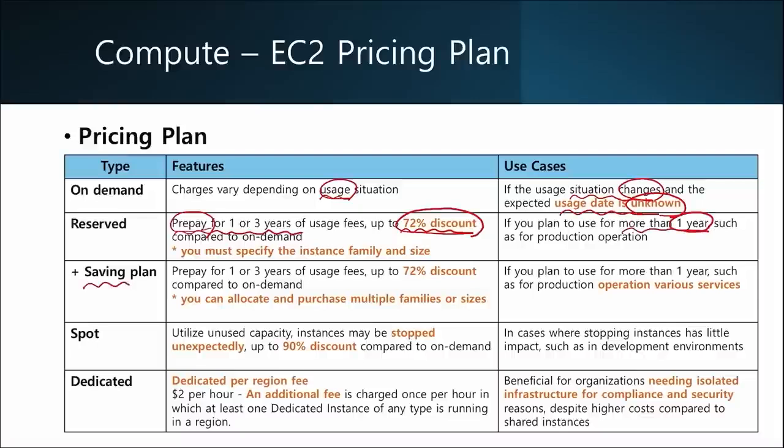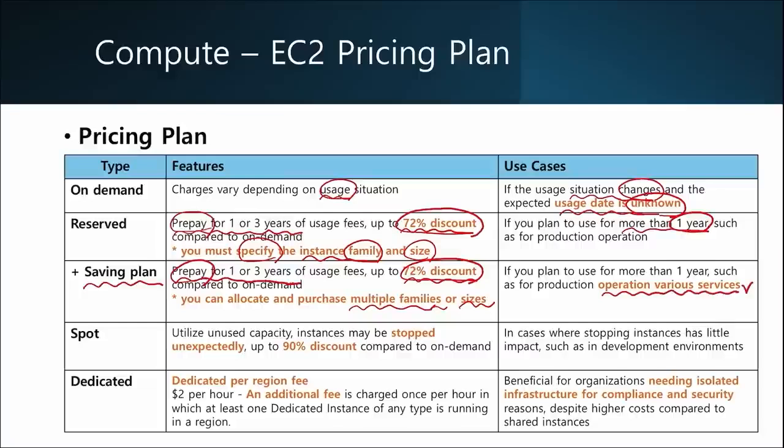There is also a saving plan, which is a pricing plan similar to reserved instance. The saving plan also offers a 72% discount, and you pay for 1 to 3 years in advance. However, there is a big difference between reserved instance and saving plan. For reserved instance, you need to select your instance family and size in advance. However, in the case of saving plan, you can select multiple options. So if you're running a variety of services, it is recommended to choose Saving Plan.